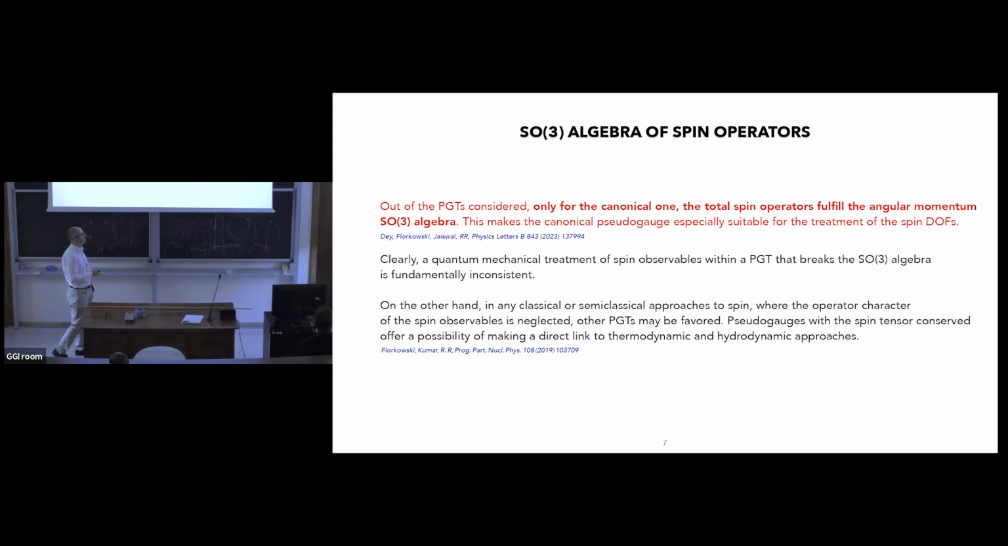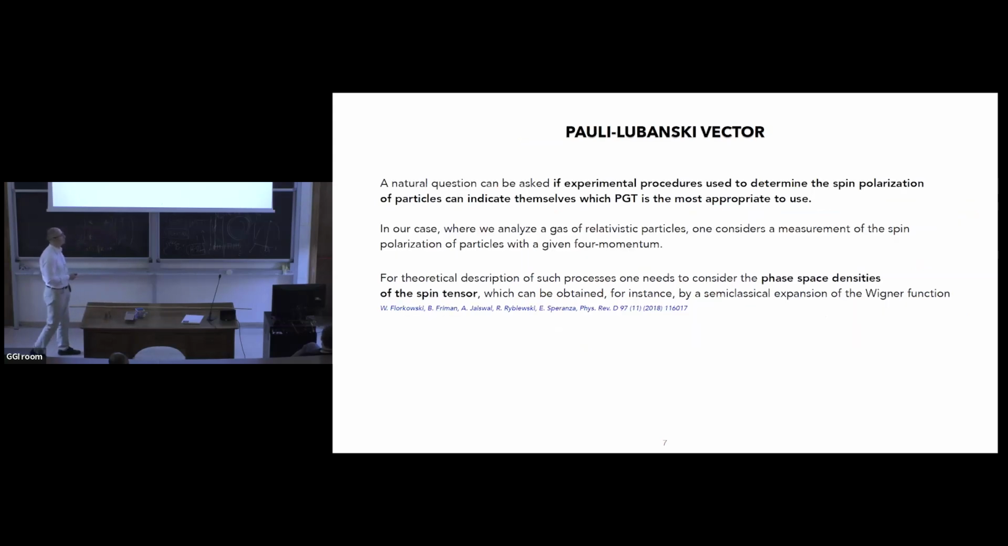However, I would say that if you want to construct some effective field theory, which will give you the hydrodynamic evolution, then in principle there is nothing against using the other pseudo gauges. In principle, the pseudo gauges which provide symmetric energy momentum tensor and conserved spin tensor could give you a good link to the thermodynamic and hydrodynamic approaches and be preferable over the canonical currents.